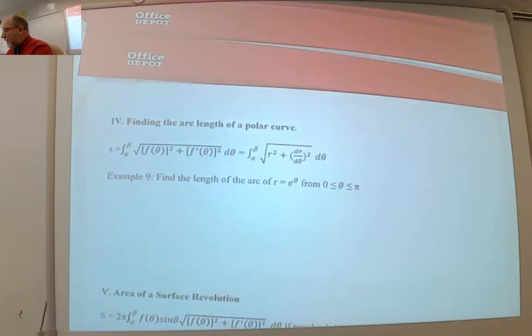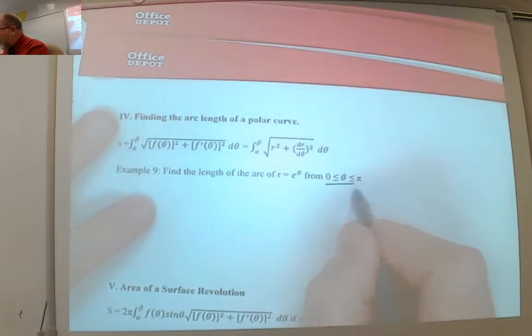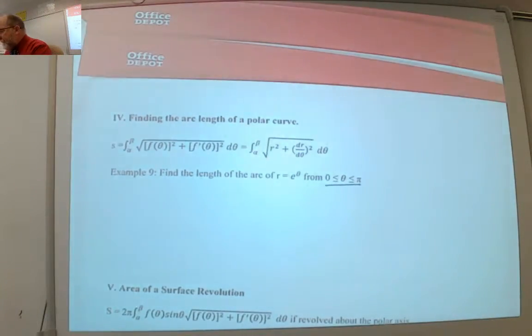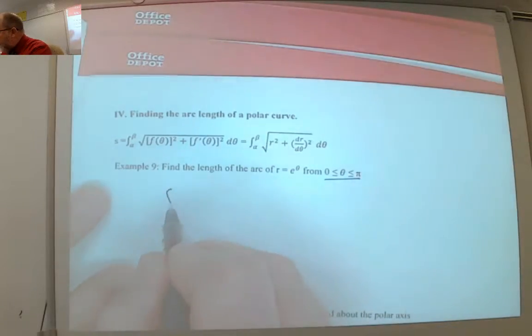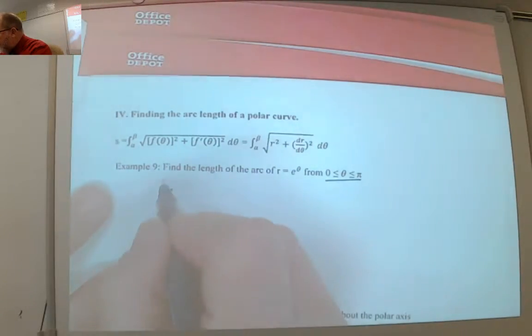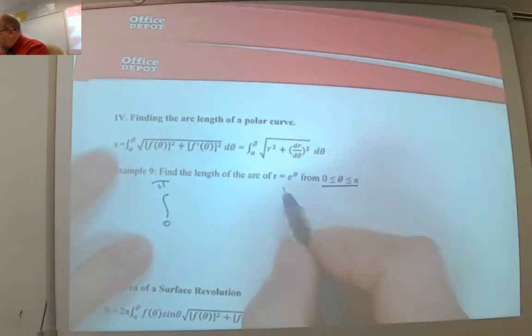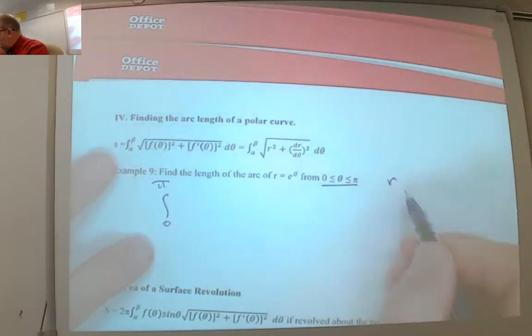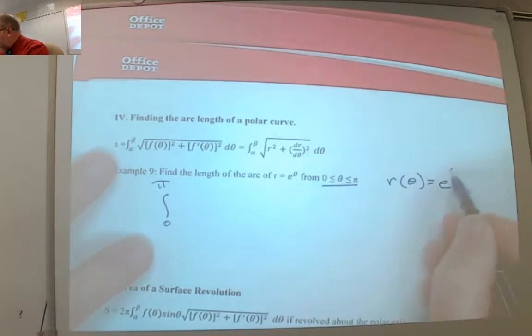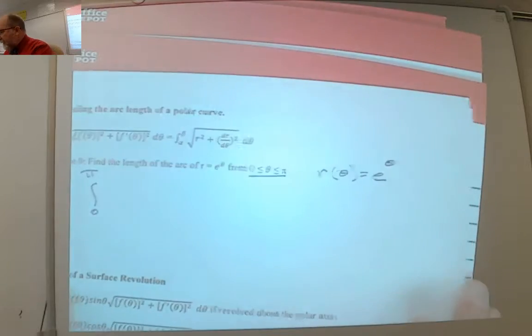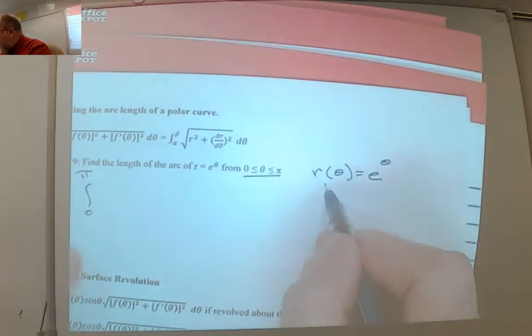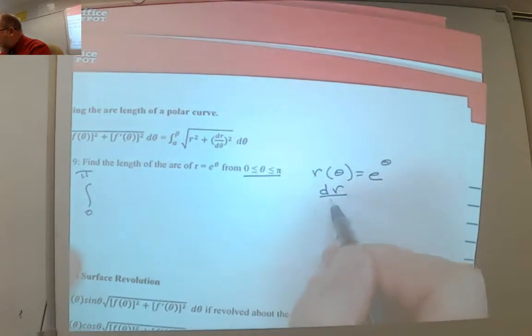To figure out arc length, they'll always give you the interval you're going to have. In this case, I'm going to integrate from 0 to pi. They're also going to give you r of theta, and in this case it's e to the theta power. What else you're going to have to figure out is what dr d theta is.